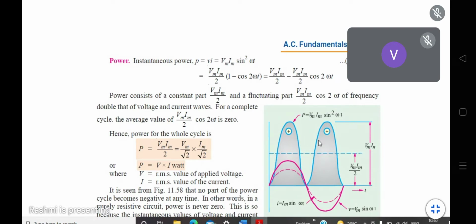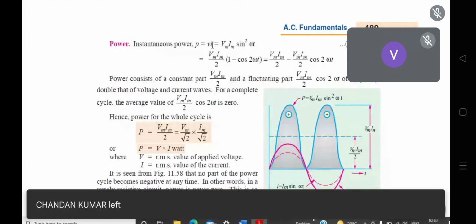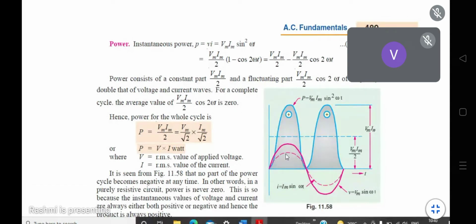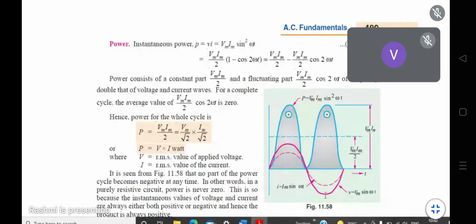Now let's see the power waveform. This is the multiplication of V into I, so at each point you have to multiply both the voltage and current. So you will get a waveform like this. That means you are getting a sinusoidal waveform, but in the positive direction only; no negative values are there. Here you can see this is the constant value, Vm Im by 2, and a sinusoidal value of magnitude Vm Im by 2 is the maximum of this sinusoidal waveform.